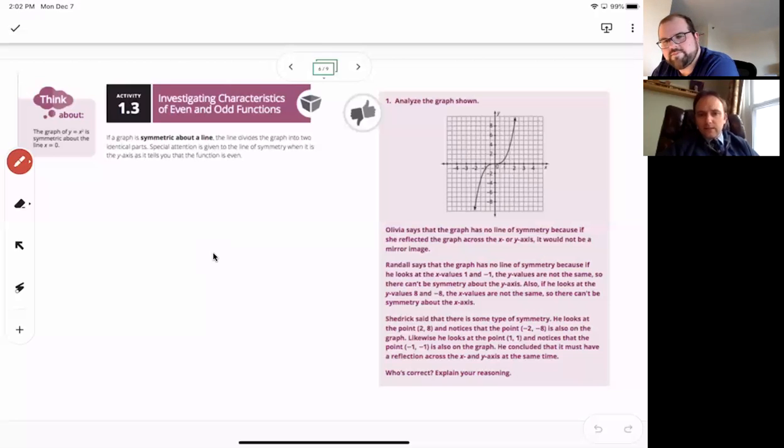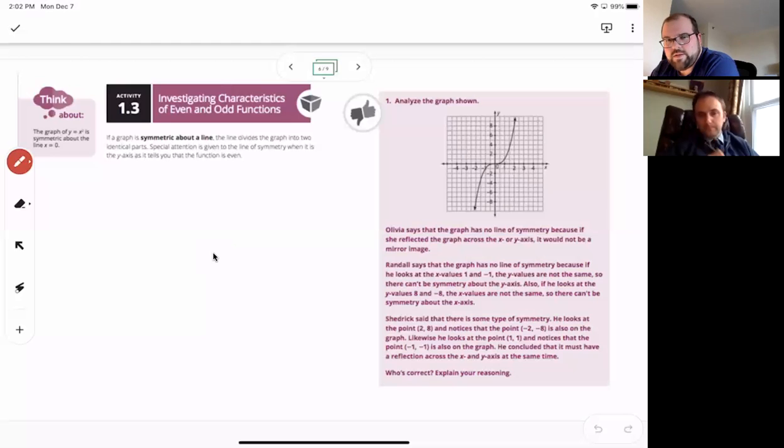And then Shedrick said that there is some type of symmetry. He looks at the point 2, 8, notices -2, -8. Ooh, I like this one. And then 1, 1, and notices the point -1, -1 is also on the graph. Must have a reflection across the x and y axis at the same time. Ooh, that's an interesting one.